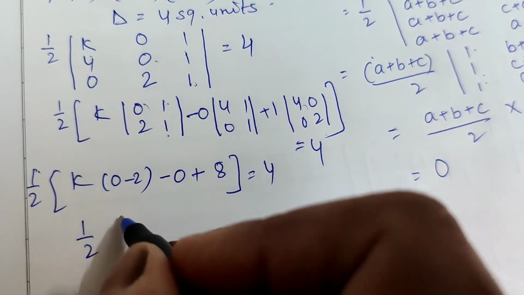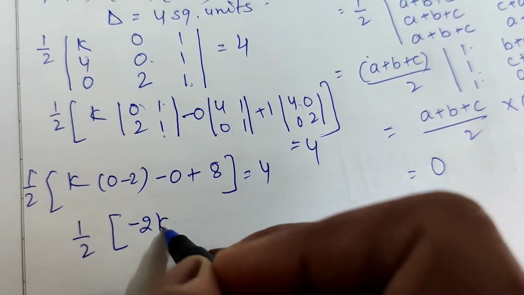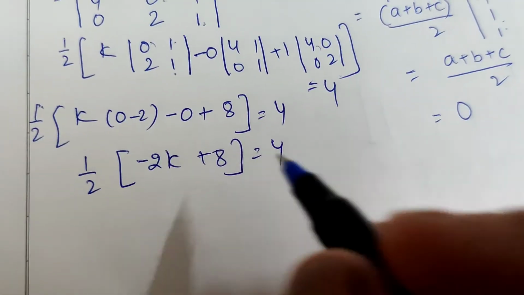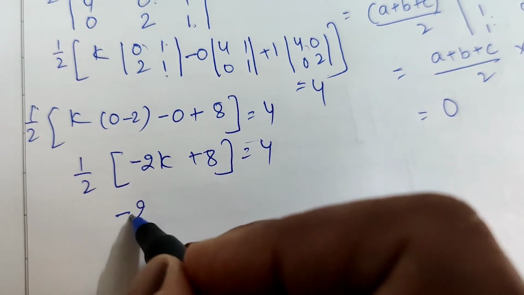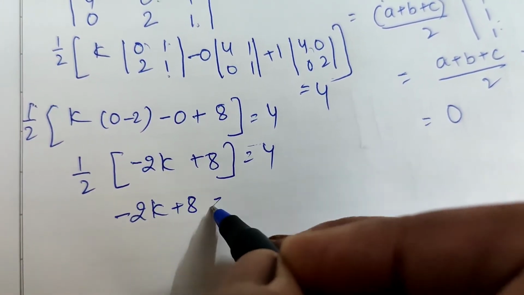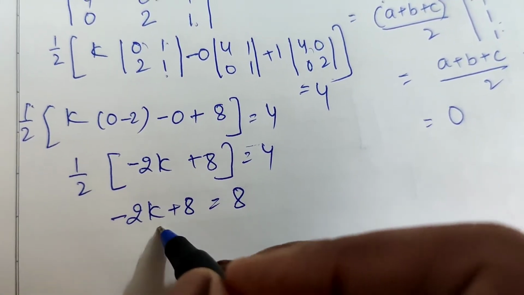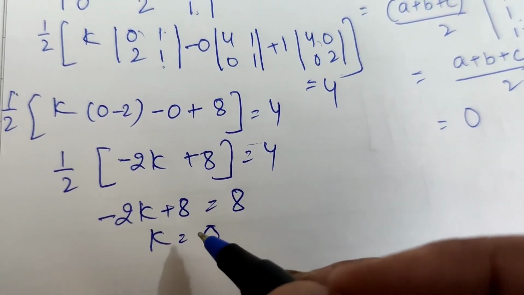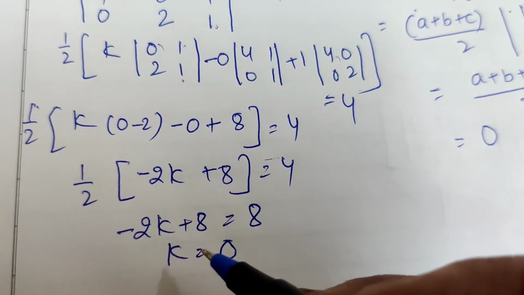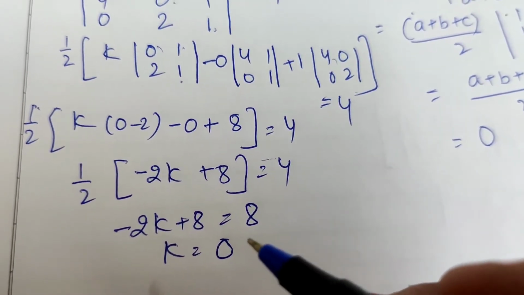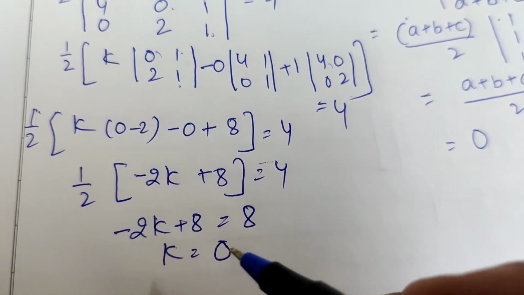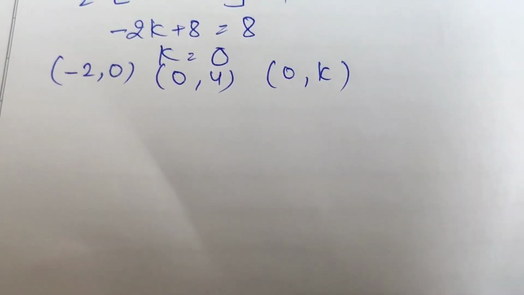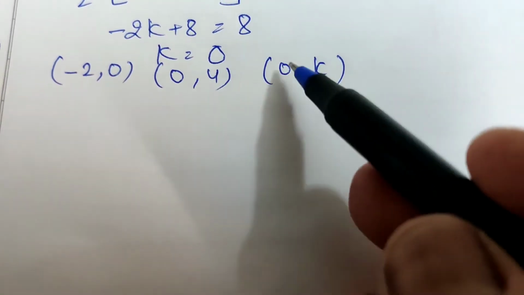Half minus 2k plus 8 equal to 4. It is minus 2k plus 8 equal to 8. It means k equal to 0. Now the value of k equal to 0. The first coordinate is 0, 0. The second is minus 2, 0, 0, 4, k.